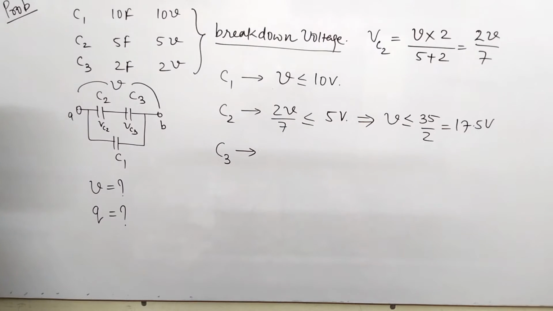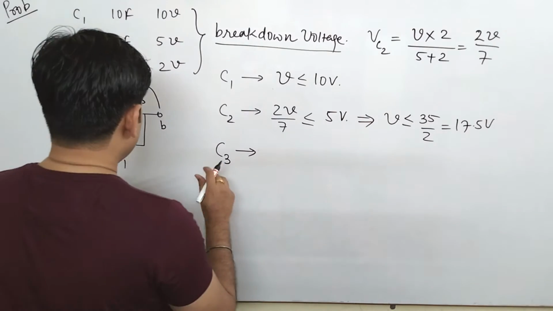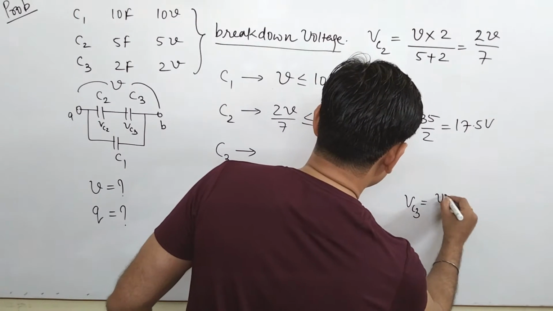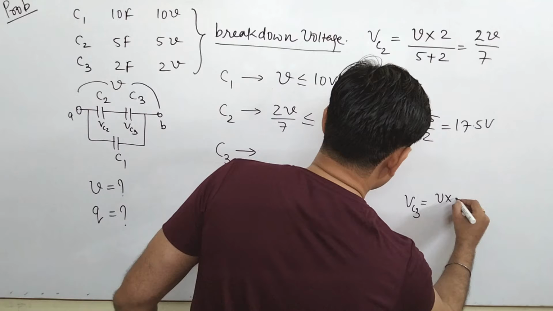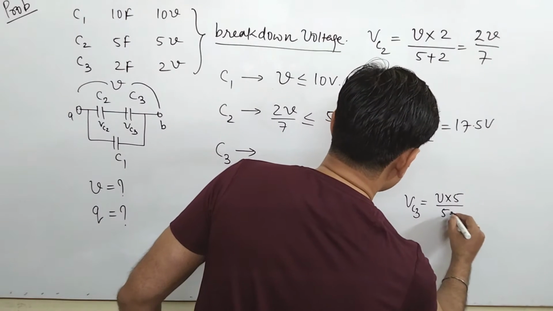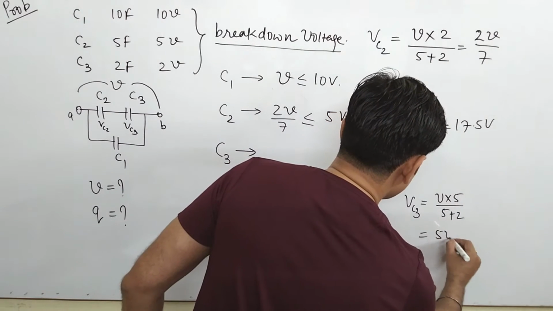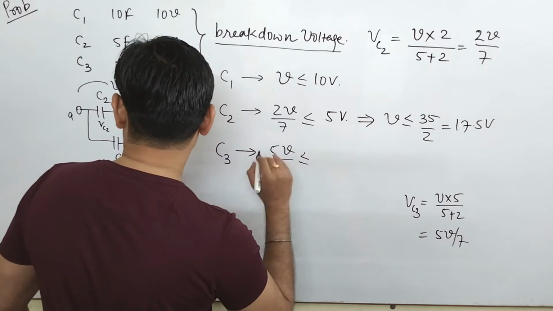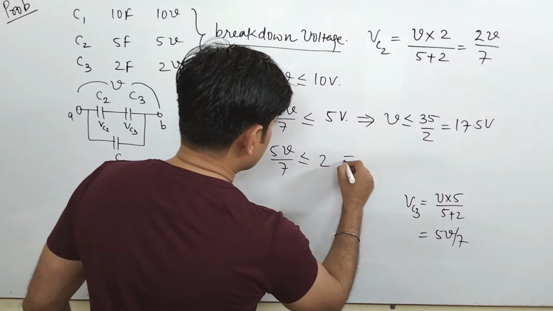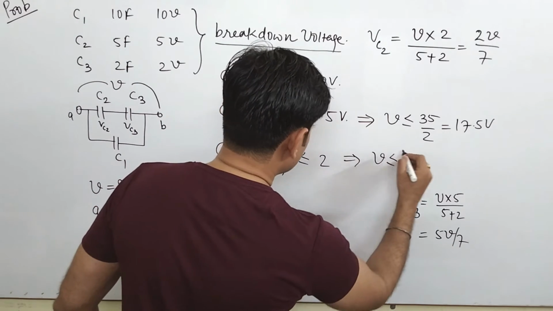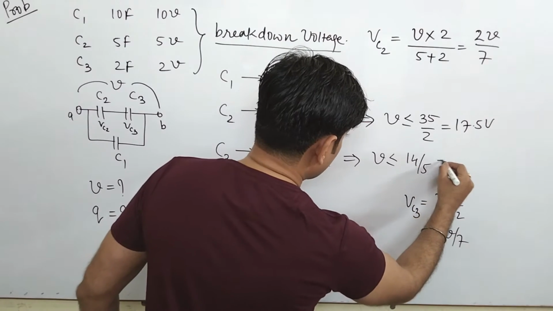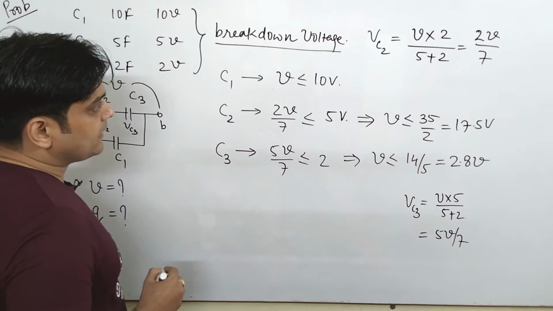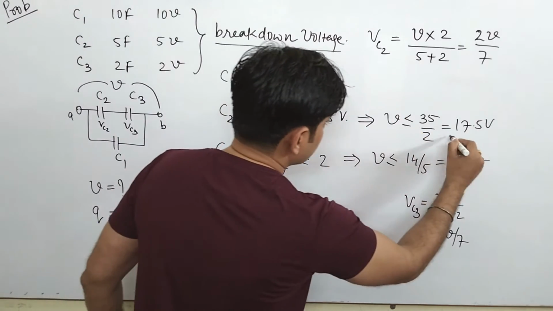17.5 volt. Okay. Similarly, for C3, we will find VC3. VC3 is equal to V into 5 upon 5 plus 2. So that comes to be 5V by 7. So 5V by 7 must be less or equal to what? 2. So from here V is less or equal to 14 by 5. And that comes to be how much? It is 2.8 volt.